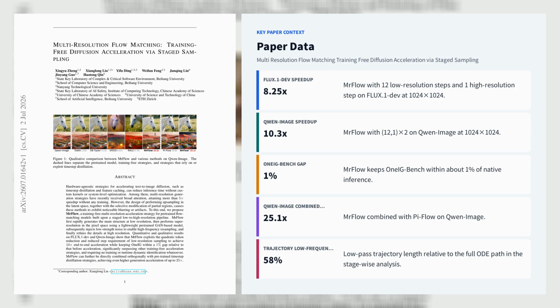On 1024 by 1024 evaluation, MR-Flow reaches 8.25 times speedup on Flux.1 Dev with 12 plus 1 steps, and 10.3 times on Qwen-Image with 12 plus 1 steps, while keeping OneIG-Bench within roughly 1% of native inference. It also composes cleanly with pre-trained time-step distillation. MR-Flow plus Pi-Flow reaches 11.3 times on Flux.1 Dev, and 25.1 times on Qwen-Image.